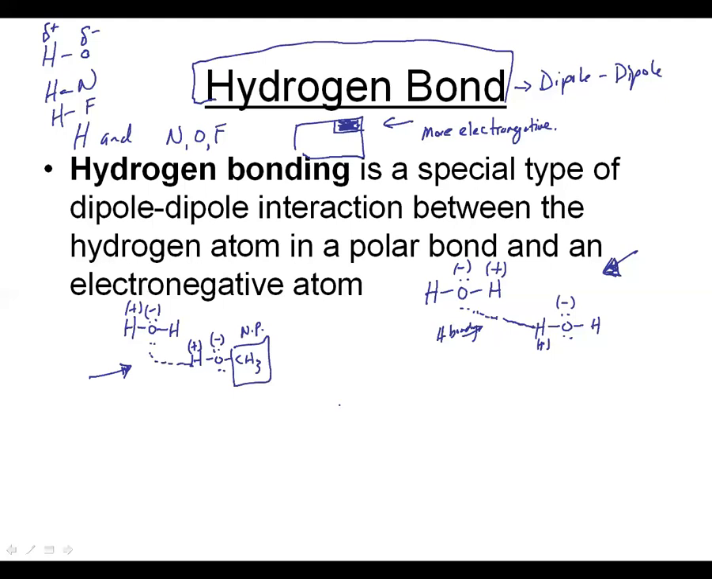Same thing, for example, if I take something like ammonia. Ammonia here, again, has a hydrogen connected to a nitrogen. This is going to create a polar bond, able to hydrogen bond as well. Again, the nitrogen is more negative here, and the hydrogen is more positive.